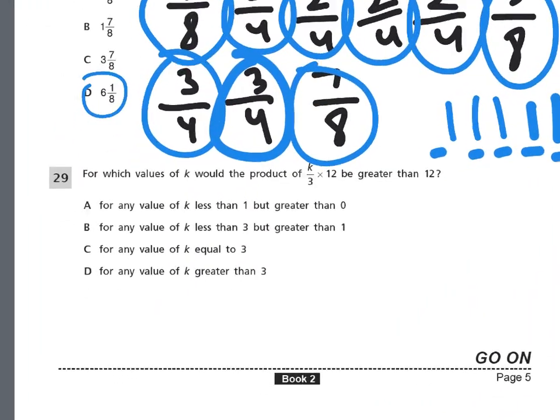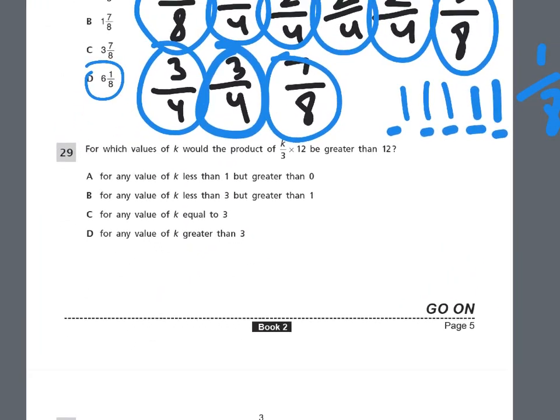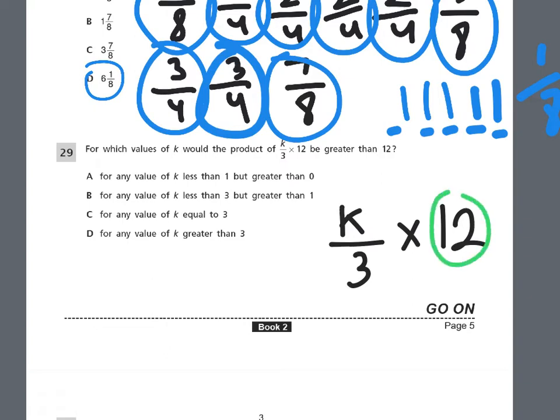For 29, it says, for which values of k would the product of k over 3 times 12 be greater than 12? So if it's k over 3 times 12, if you wanted to have an answer that's bigger than 12, then this must be an improper fraction. So it has to be a number that is bigger than 3. If it was exactly 3, it will stay the same. And if it was less than 3, like a 1/3, it will get smaller. And even a 2/3 will get smaller. So k has to be bigger than 3.